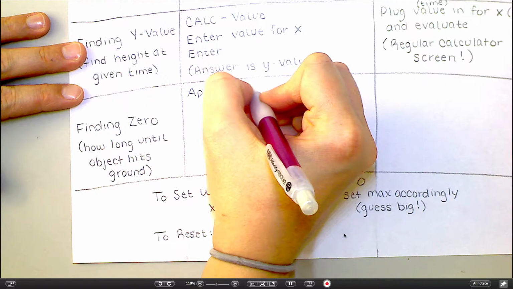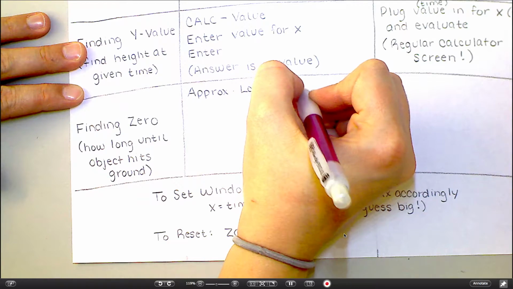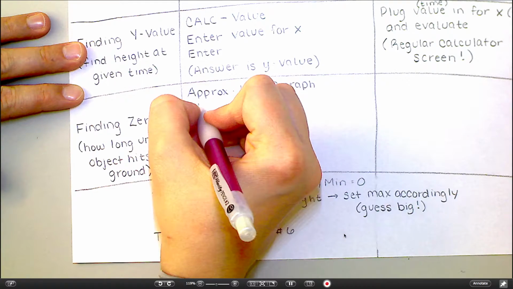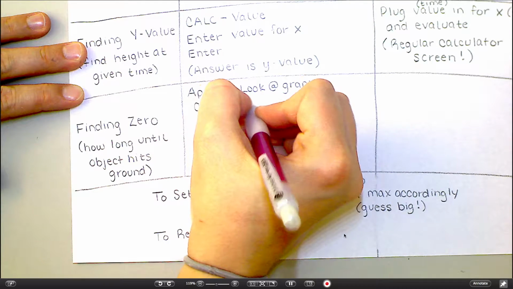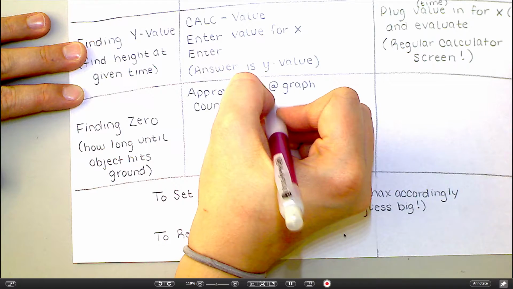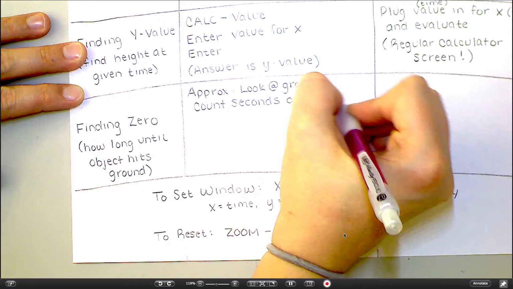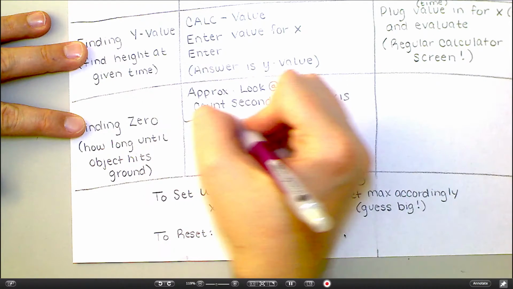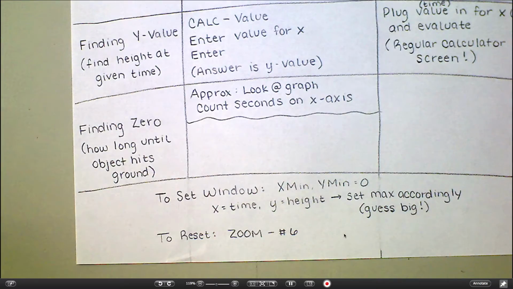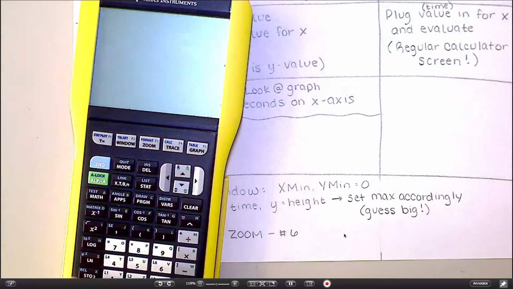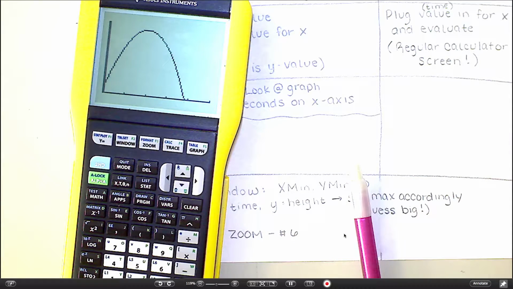Okay, so if it wants an approximate answer, you can just look at the graph and count the seconds on the x-axis. And I'll show you what I mean by that in just a minute. So if it asks you approximately, which I think most of them at this point in the game are just going to ask you approximately, in your graph, I'm going to click that.